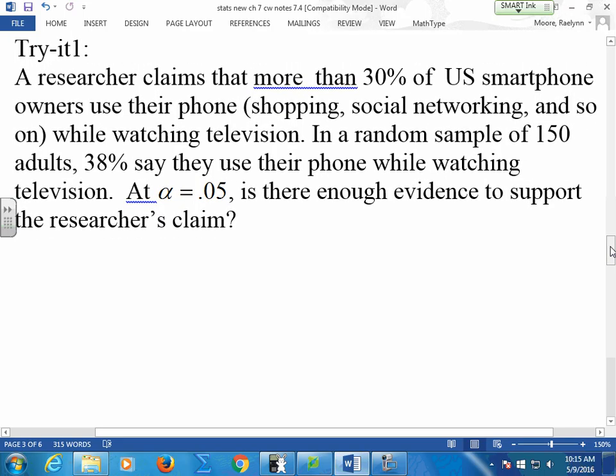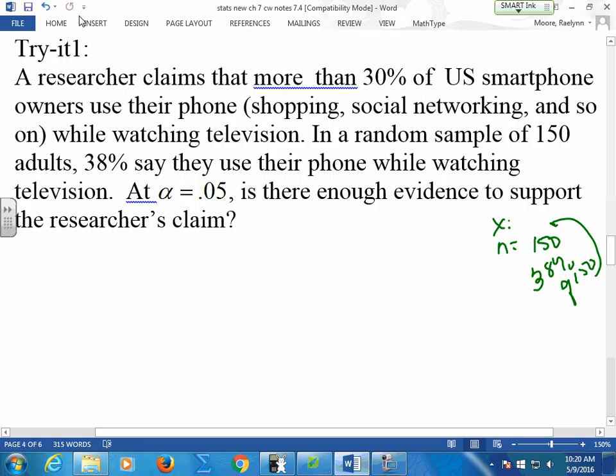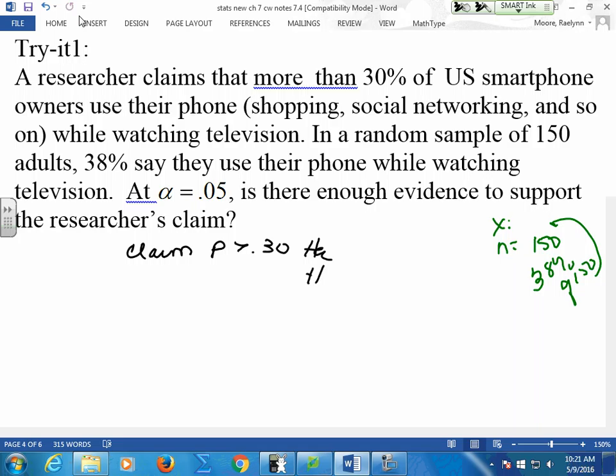Okay, everybody take a minute and do this one. All right, so, Taylor, what's the claim? P is greater than 0.32. Okay, is that the HO or the HA? HA. What's your HO? P is less than or equal to 0.32. Okay, good. What tail test do we have?